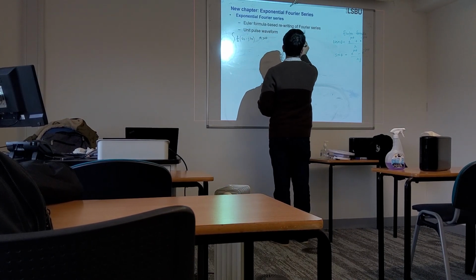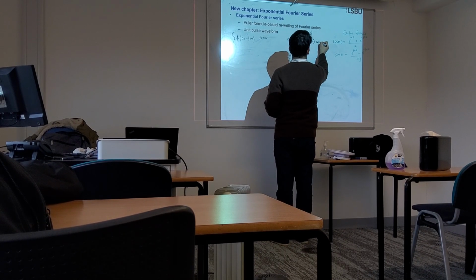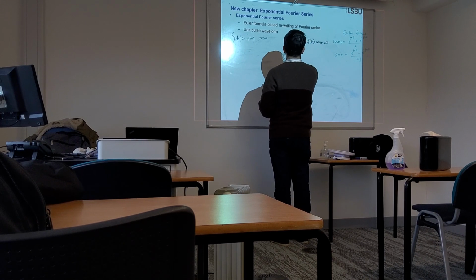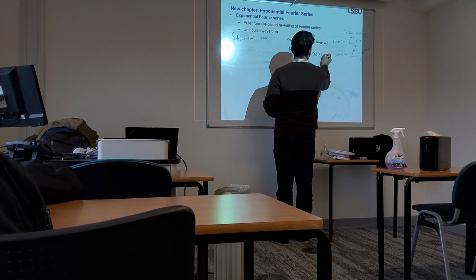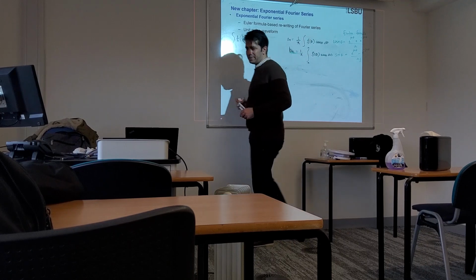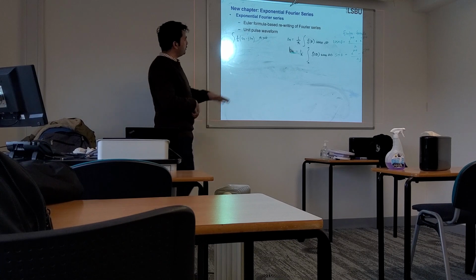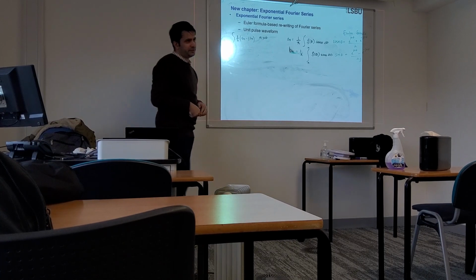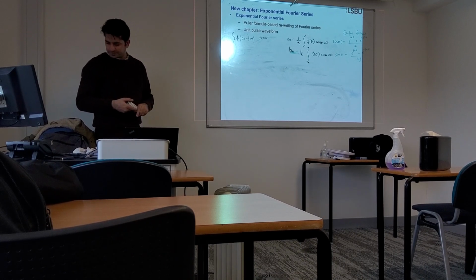So 1 over pi, f of theta cosine of n theta d theta, and what is Bn? 1 by pi, f of theta sine of n theta d theta, and we know these limits as minus pi to pi. Yes, right? So it means that we know these values, we can substitute them here, and we will get to some point.